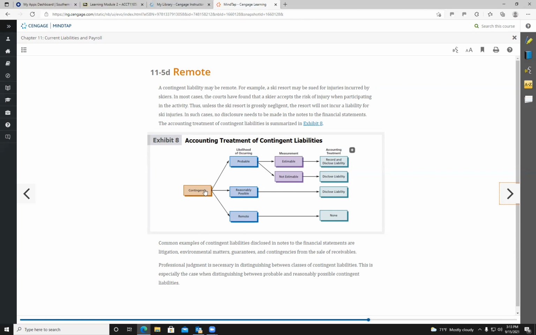If the contingency is considered reasonably possible, like it's possible, not probable, just possible, then there is a disclosure of the liability in the notes to the financial statements. There's no record of it. If the contingency is considered remote, nothing is done. There is no disclosure on the financial statements, and there is no record on the ledger.